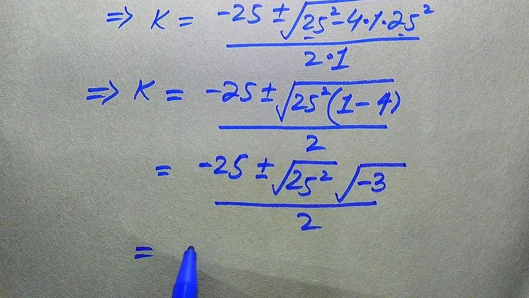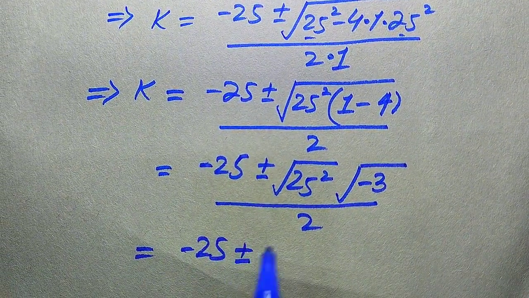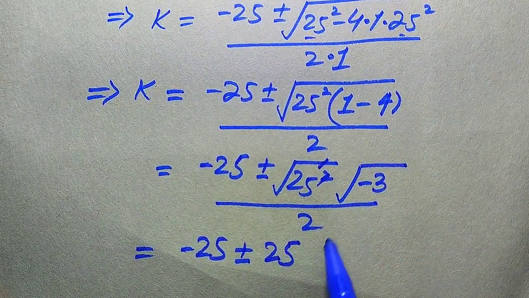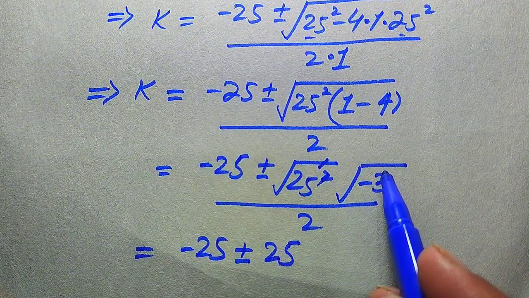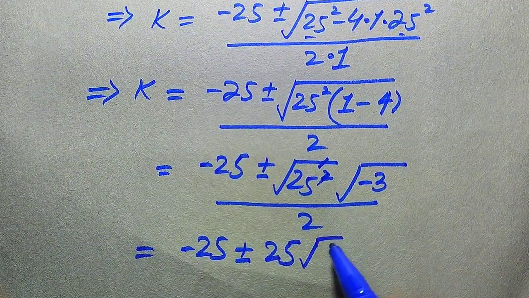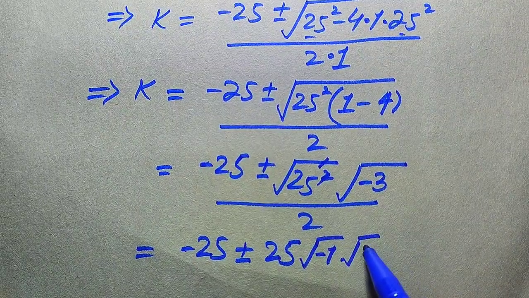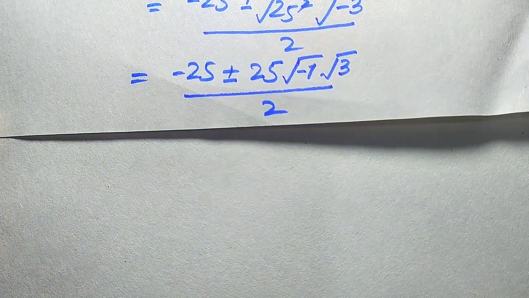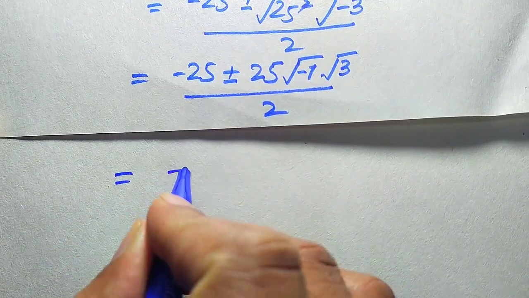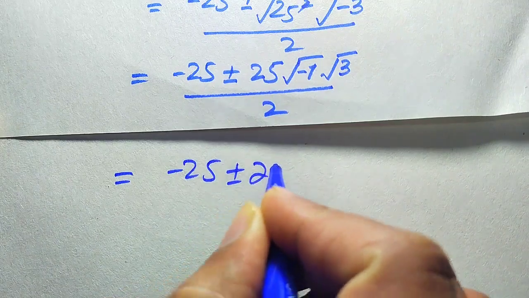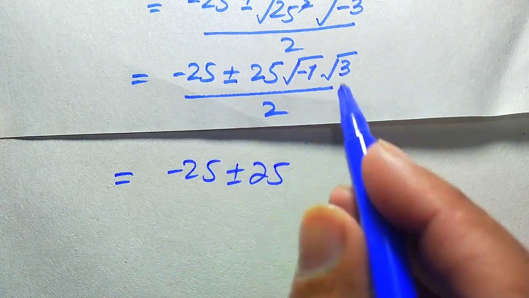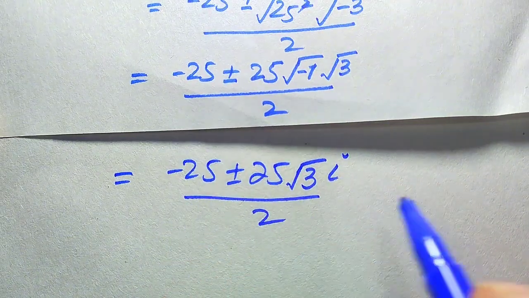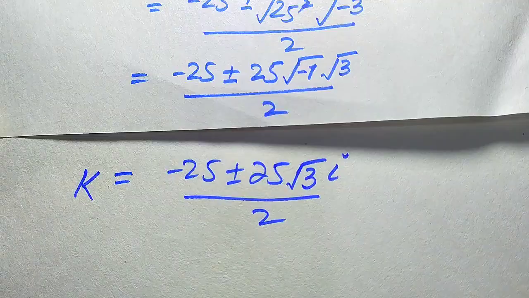And now here in the next step we have minus 25 plus minus. Here you know that this 2 and square root are gone and we obtain 25 times. Here we again separate this square root sign on the negative term and 3, so it will be written as square root of minus 1 and square root of 3, and it is divided by 2. And now here in the next step we have minus 25 plus minus 25 times. We know that square root of minus 1 is equal to iota, and this is square root of 3, and it is divided by 2. So these are the other two values of k.